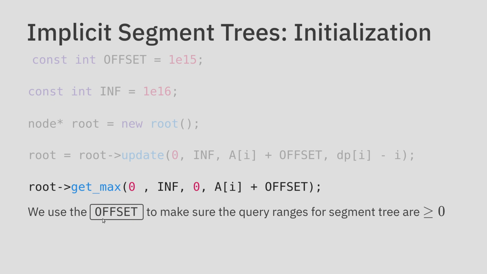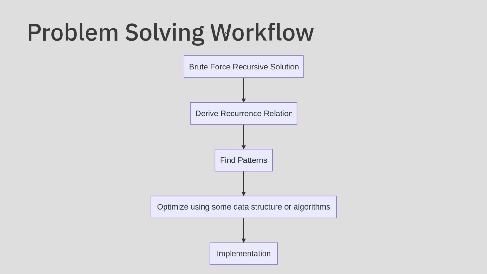So again, we use offset to make sure the query ranges for the segment tree are greater than or equal to 0. So that part. The workflow that we arrived at was, basically, we first wrote a brute force recursive solution, then we derived the recurrence relation from it, and we found some patterns, and basically optimized those patterns or those naive loops using some data structure, in our case segment trees, and finally arrived at the implementation. So let's go over the final code.